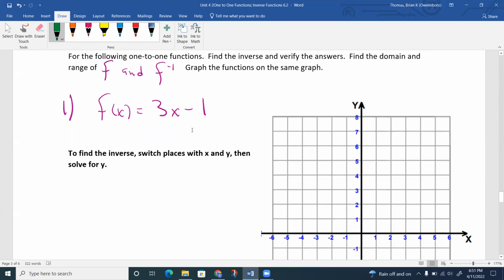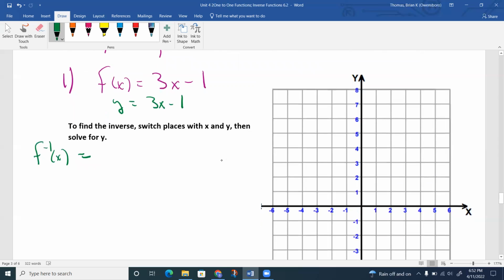So we're given the function f of x equals 3x minus 1. This is the same thing as y equals 3x minus 1. To find its inverse, f inverse of x, what we can do is switch the places of x and y and then solve for y.